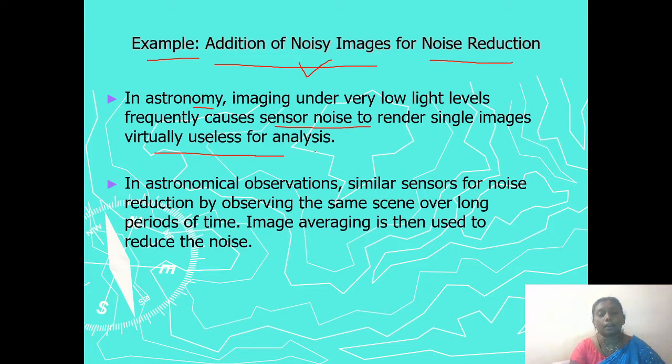So with the sensor noise, within a single image we cannot analyze or make any kind of predictions. We cannot get any output from that. Then astronomical observations reduce the sensor noise by observing the same scene over long periods of time. Image averaging is then used to reduce the noise. This is the major application where we need to reduce the noise by adding noisy images.